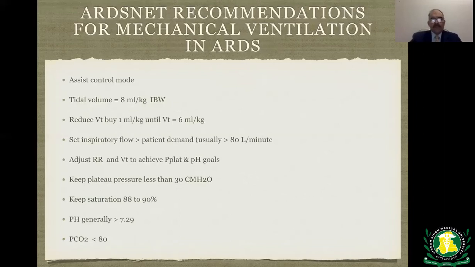ARDSNET recommendations for mechanical ventilation. These include assist control mode. Start with a tidal volume of 8 ml per kg of ideal body weight, then reduce by 1 ml per kg of ideal body weight to 6 ml in order to keep your plateau pressure less than 30. And if the plateau pressure remains more than 30 with a tidal volume of 6 ml per kg of body weight, then further reduce it to 4 ml per kg of body weight. Keep saturation 88 to 90% and pH of more than 7.29.